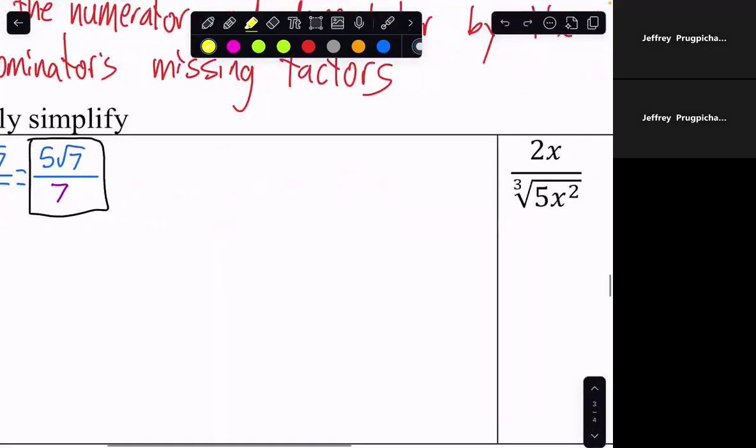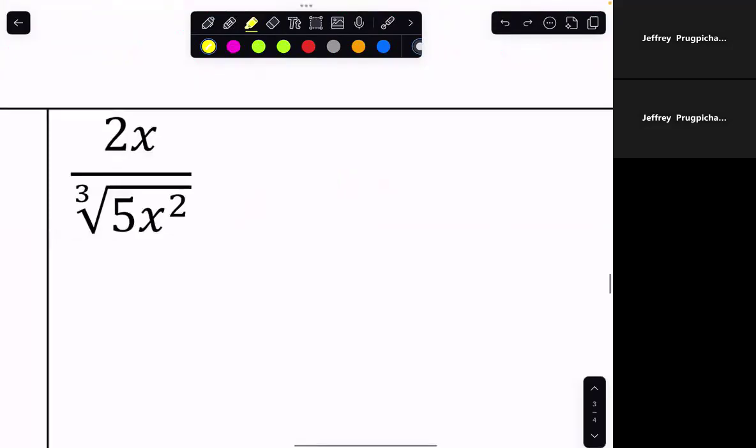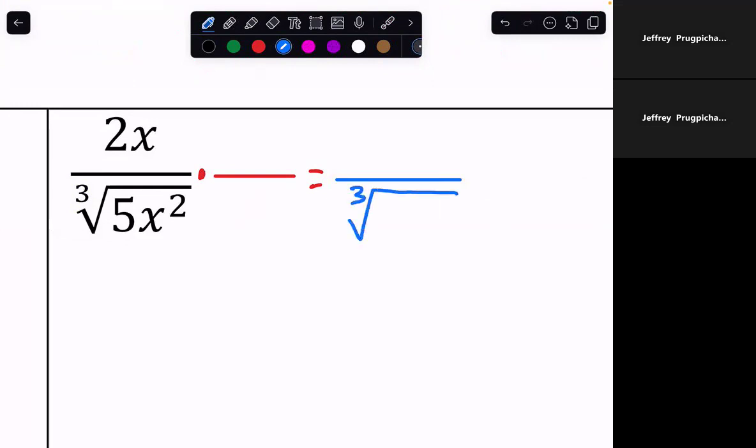All right, let's do this one. This one's a little different because this is a cube root, not a square root. The first part's the same. We're going to multiply by a mystery fraction. But our goal is going to be different this time. In order to make the radical empty, because it's a cube root, we need everything on the inside to be cubed. So this 5 needs to end up cubed, and the x also needs to end up cubed.